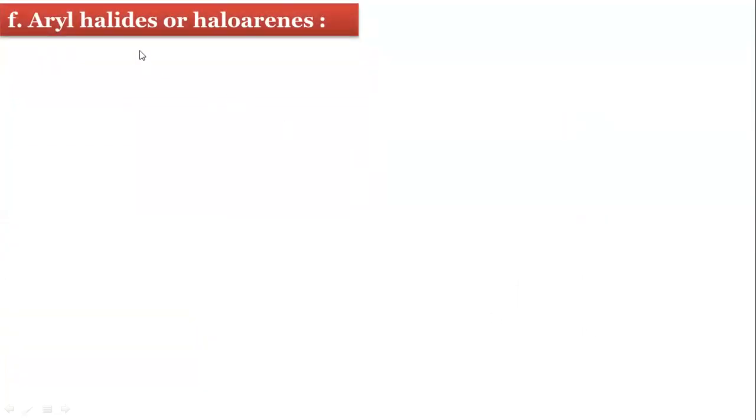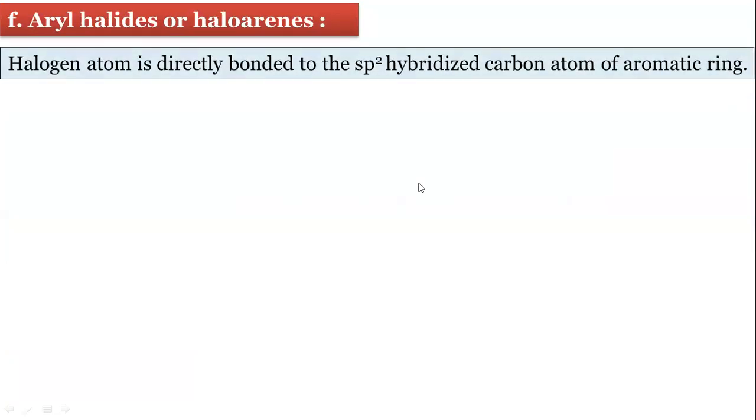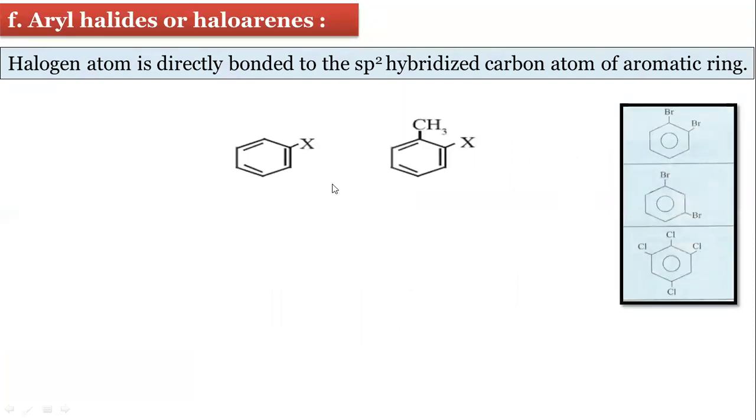Then aryl halides or haloarenes, in which the halogen is directly bonded to the aromatic system, the sp2 hybridized aromatic ring. See this example, X is directly bonded to the sp2 hybridized aromatic ring. Such type of organic compounds are called aryl halides or haloarenes.